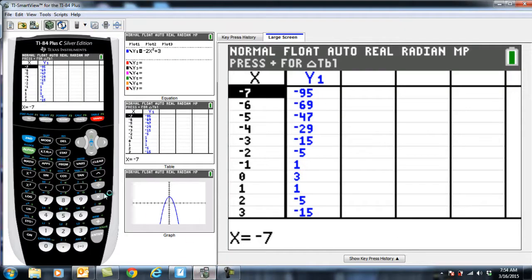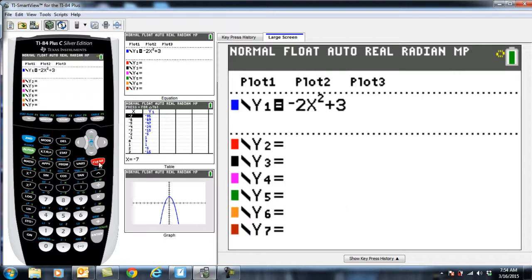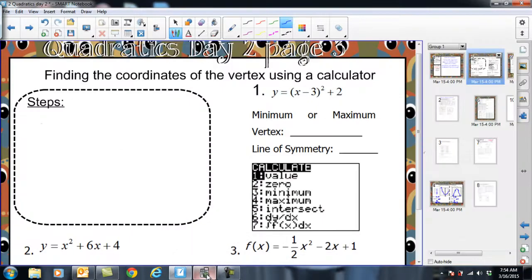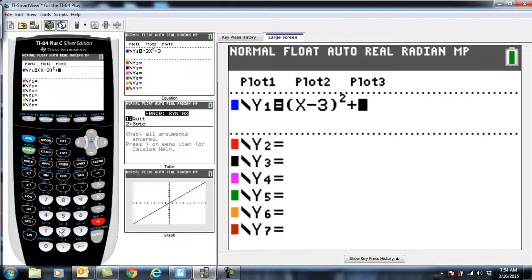So again, we go to our calculator. And we're going to type that in. Make sure you use the parentheses. So you have x minus 3 quantity squared. So make sure you put that whole thing in there. And then plus 2 outside of the parentheses. So that's what it should look like.